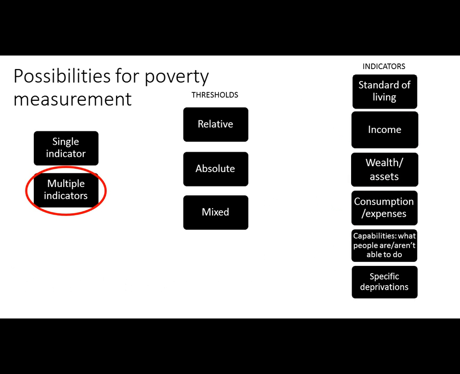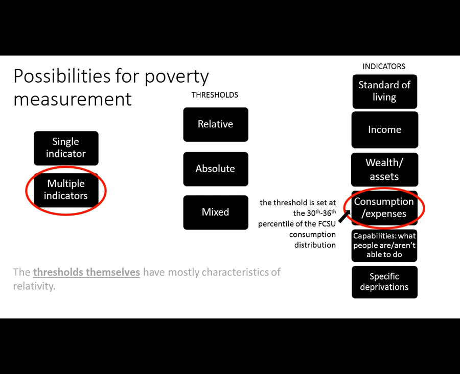Well, let's take a look. It is clear that the thresholds themselves are based on consumption. They are set at the 30th to the 36th percentile of the FCSU consumption distribution. And in this sense, it appears that the thresholds themselves have mostly characteristics of relativity.